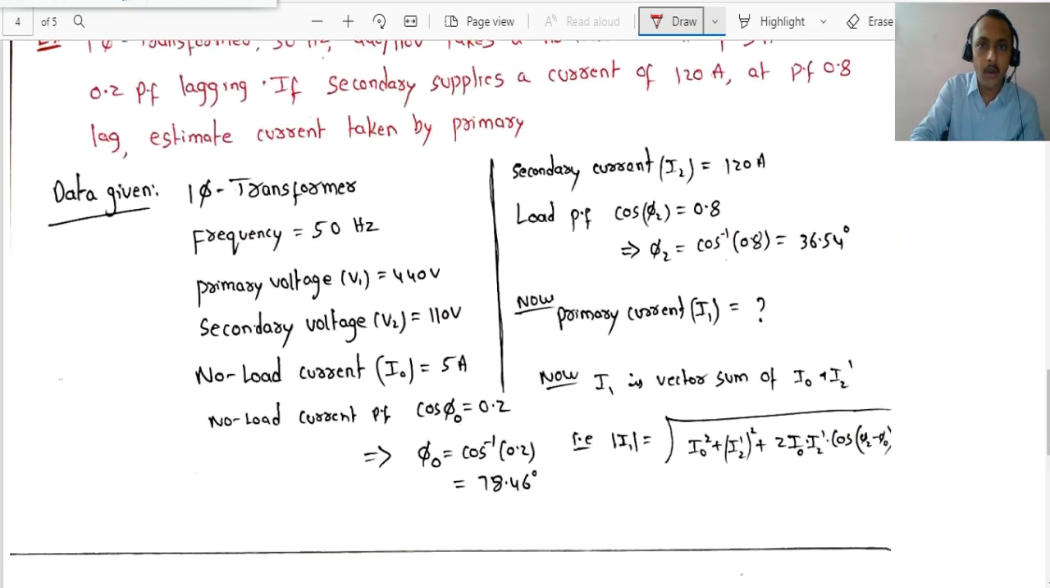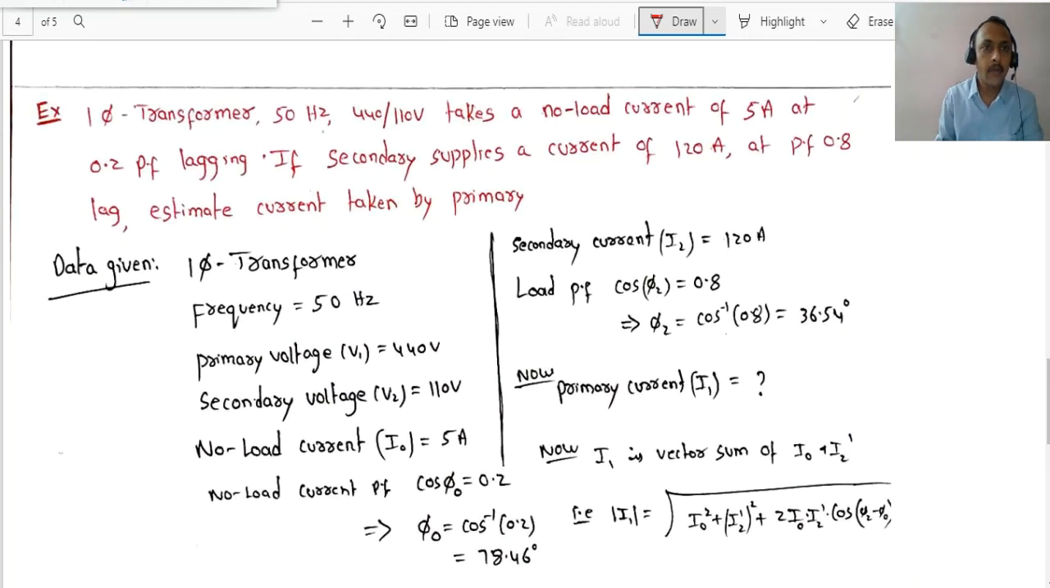Now let me discuss a small problem on this topic, dear students. A single phase transformer, 50 Hz, 440 by 1100 volt, takes a no load current of 5 amps at 0.2 power factor lagging. If the secondary supplies a current of 120 amps at power factor 0.8 lag, lagging means the load is inductive in nature. Estimate the current drawn by the primary. What he is asking is simply to calculate I1. I1 equal to how much?